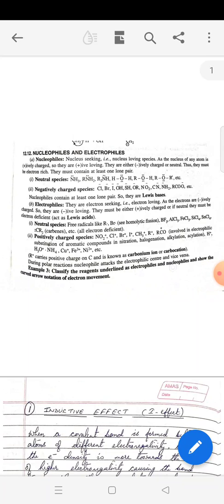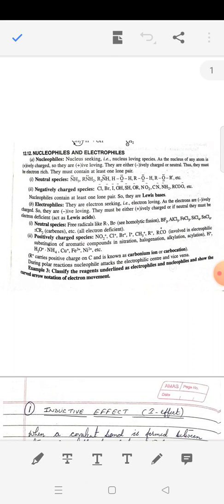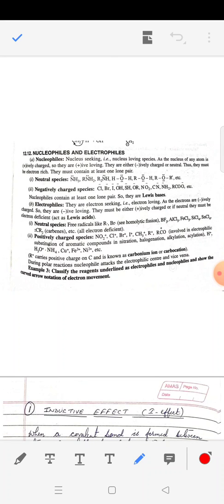Nucleophiles, as the name suggests, are nucleus-loving species. That means since the nucleus is positively charged, they are negatively charged species or electron-rich species. So they carry a negative charge. There are two types. One is negatively charged, another is neutral. Neutral nucleophiles must have lone pairs.